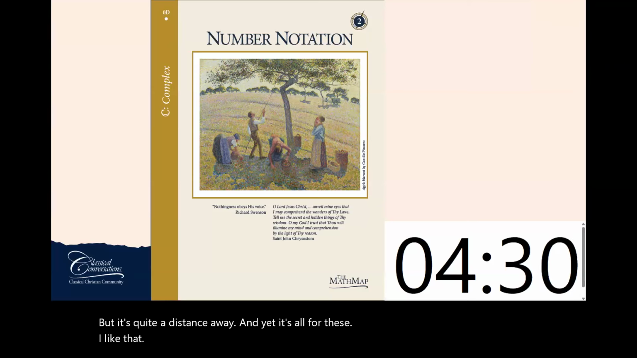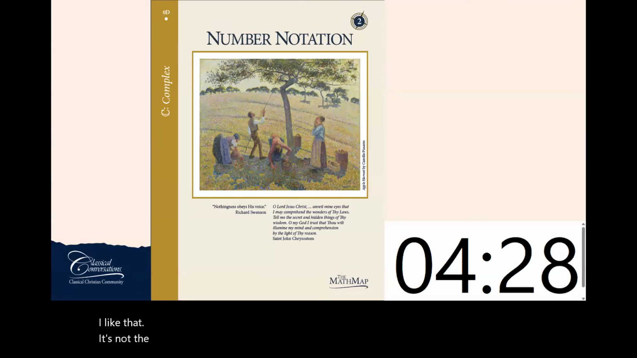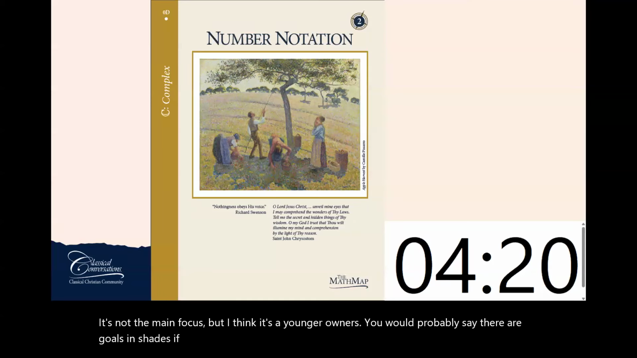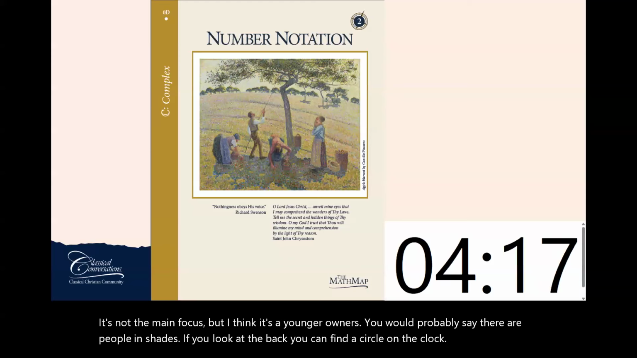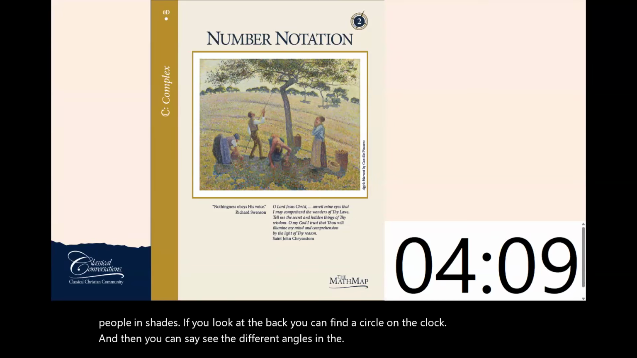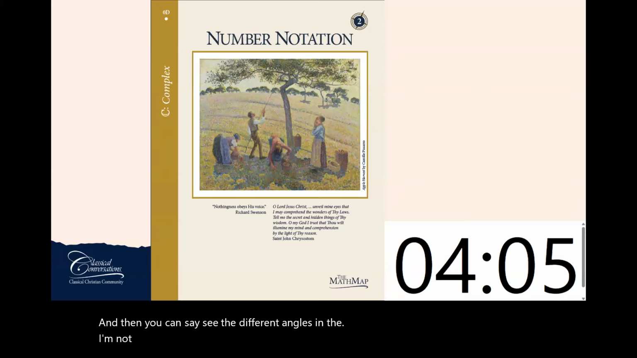It's not the main focus, but I'm thinking of my younger learners who would probably say there are angles and shapes. If you look at the back, you can find a circle on the cart. And then you can say you see the different angles in the trees, and you can even talk about the distance of near and far and the curved lines versus a straight horizontal line, but we're still representing the horizon.